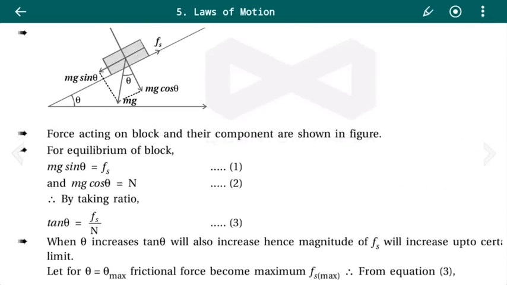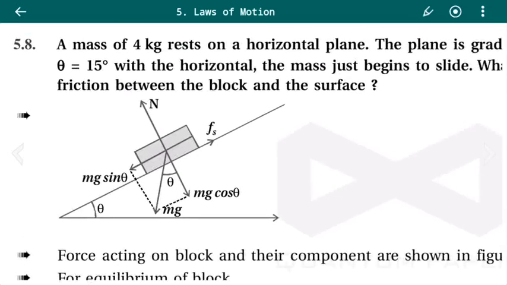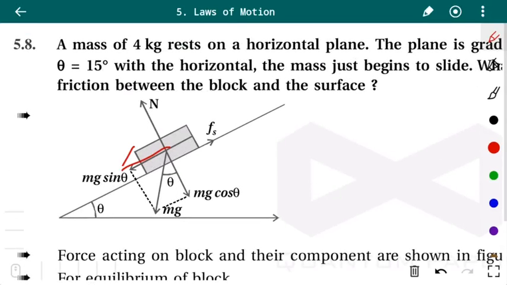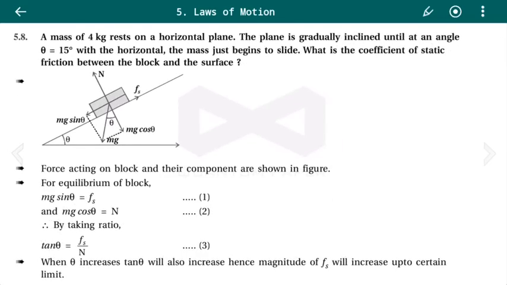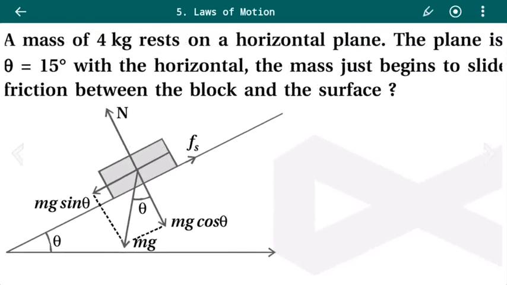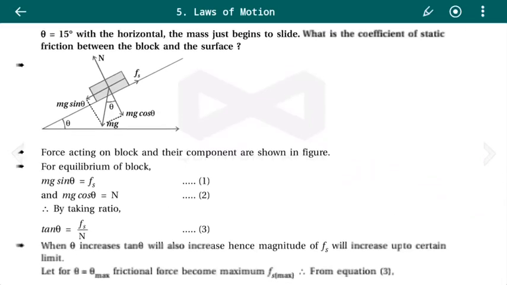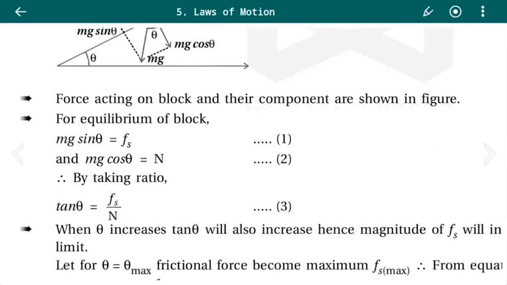Now let us see this. Force acting on the block and their components are shown in the figure. For equilibrium of the block, mg sin theta equals Fs, because we can see over here mg sin theta is in this direction, Fs is in opposite direction. So we can write mg sin theta equals Fs, and here mg cos theta is in this direction, and normal force is in opposite direction. So we can write mg cos theta equals N.